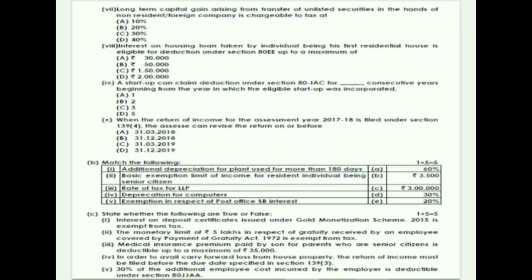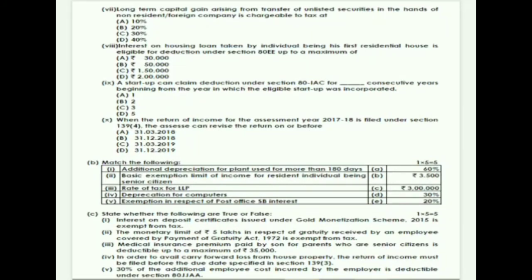That's all. Okay, so last question 5 is exemption in respect of post office SB interest. If you're talking about the post office, then it is exempt up to 3500, but in case of a joint account it will be 7000. So the option is single, so it will be 3500 only.